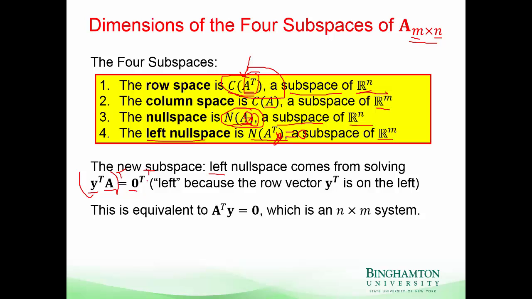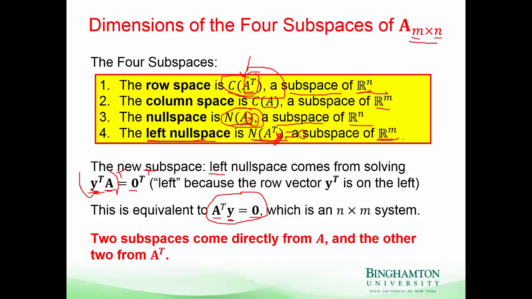Well, 0 transpose is just 0. Remember, when we apply transpose to a product, we have to interchange and then transpose each. So we would have A first, but with a transpose on it, followed by y transpose transpose, which would just be y. So the vectors y that are left null space vectors for A become right null space vectors for A transpose. So the left null space is the null space of A transpose. And as we've already said, that's a subspace of Rm.